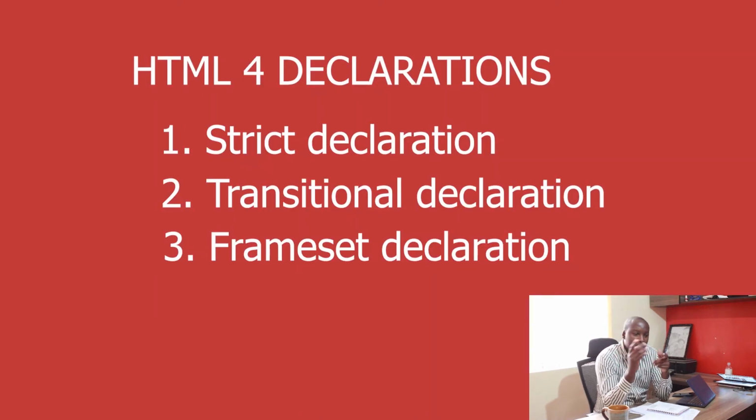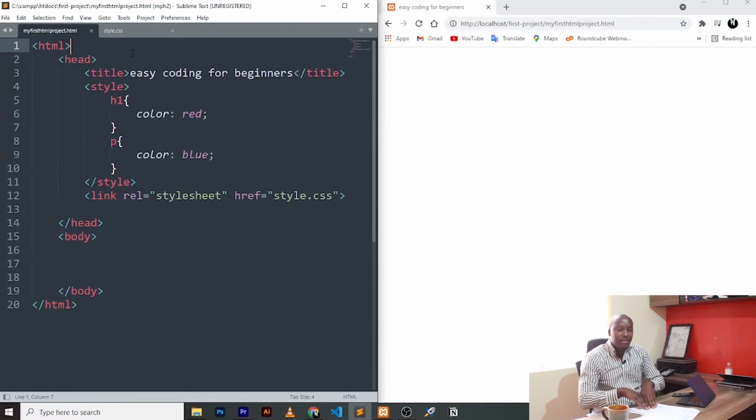For beginners, remember there's the strict document type declaration, the transitional document type declaration, and the frameset document type declaration for HTML4. But in HTML5, you don't need to define those three. You just write DOCTYPE HTML and that's it.